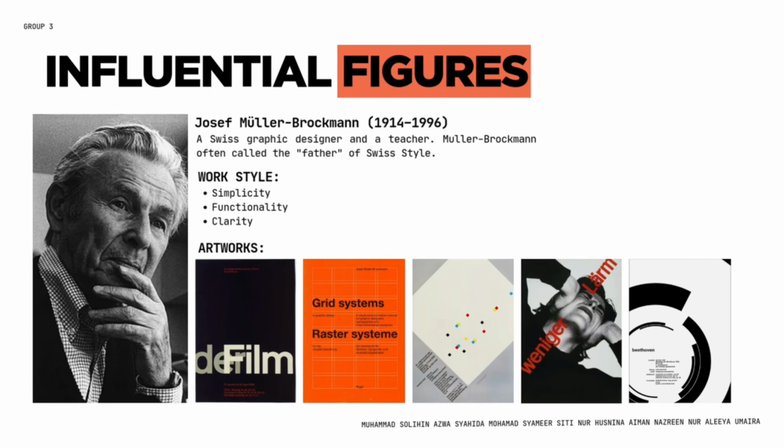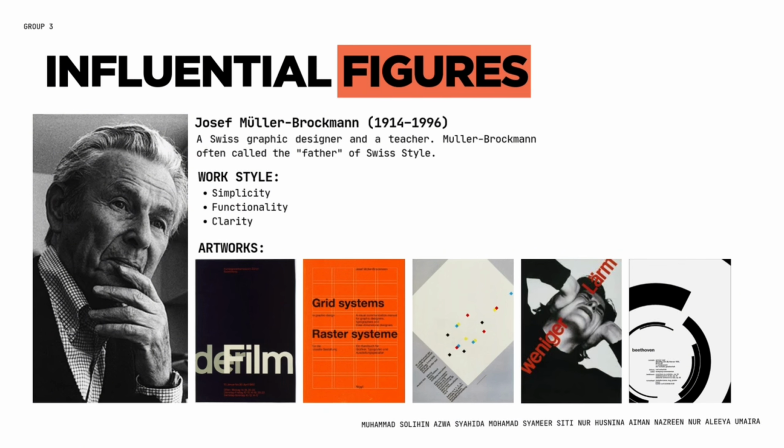And now I will talk about influential figures. The most famous influential figure is Josef Müller-Brockmann, who lived from 1914 until 1996. Josef Müller-Brockmann was a Swiss graphic designer and a teacher, often called the father of Swiss style. His work style is mostly focused on simplicity, functionality, and clarity.